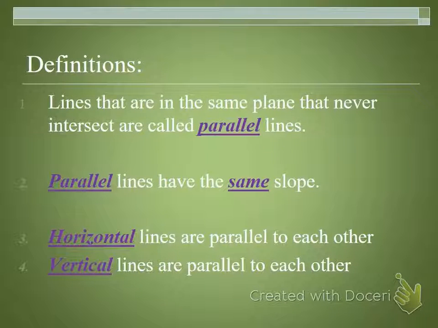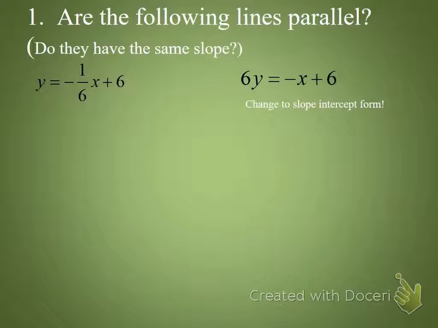Now, for that reason, first of all, just from a pure common sense standpoint, horizontal lines are parallel to each other, right? Vertical lines are parallel to each other, right? Every horizontal line has a slope of 0, just like every vertical line has an undefined slope. So their slopes are all going to be the same, so hopefully that makes sense that they're going to be parallel, right? So there you go.